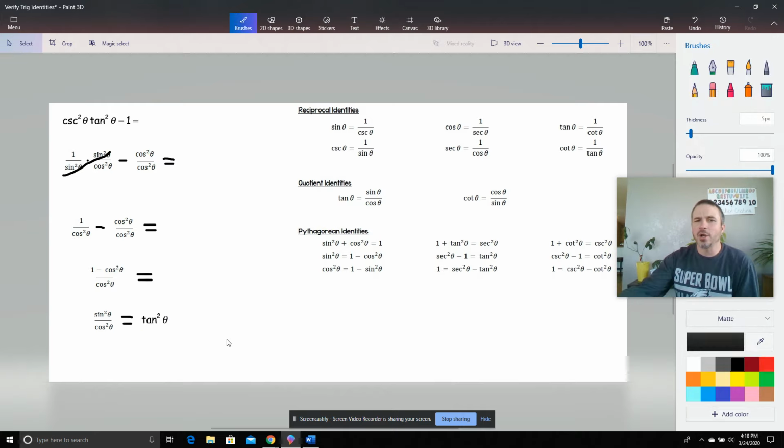So remember, the key to this part of this lesson is these top 8 identities. The reciprocal and quotient identities, we can square, we can cube, we can take to the 4th power, we can raise those up to any power we want.